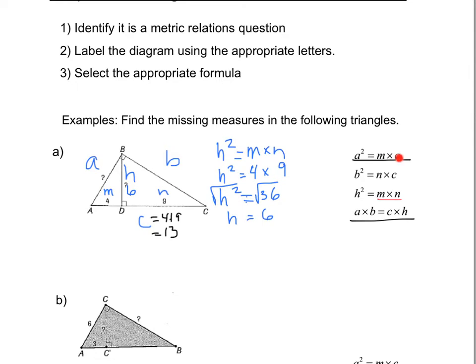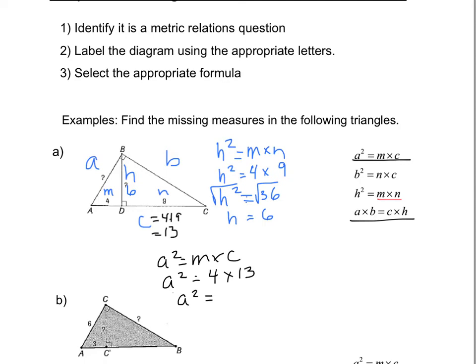The other formula, this one here, uses M and C. Well, I know M and I know C, so I'm going to use that formula. I'm going to start by writing it down. A squared equals M times C. So A squared equals 4 times 13.